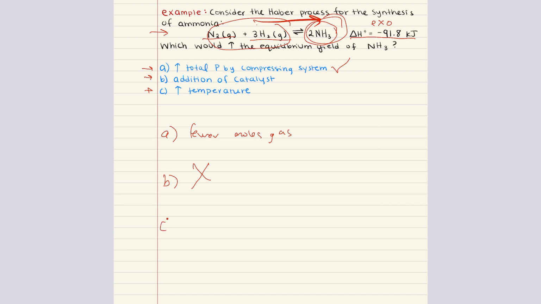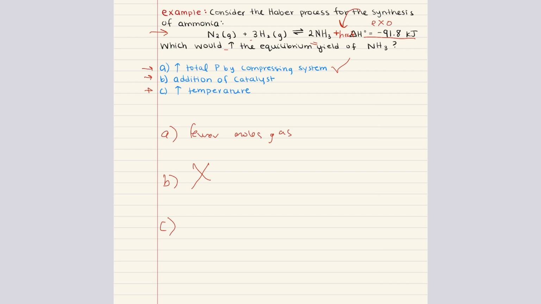Then finally, answer choice C says increasing temperature. Now, what we have here is an exothermic reaction. And we said for exothermic reactions, we can consider heat as a product. If we're increasing temperature, we're essentially adding heat into the system, which means we're adding product.